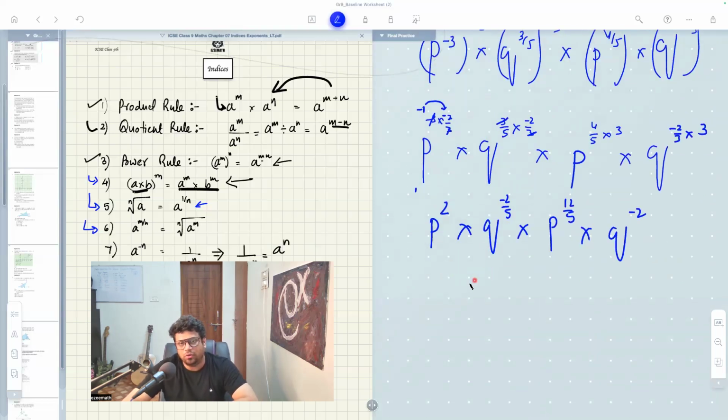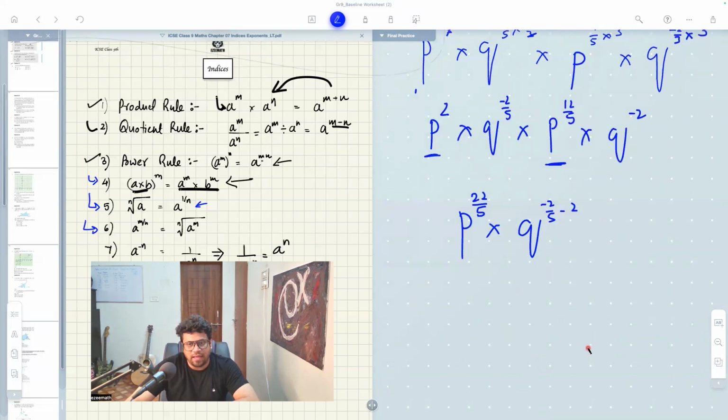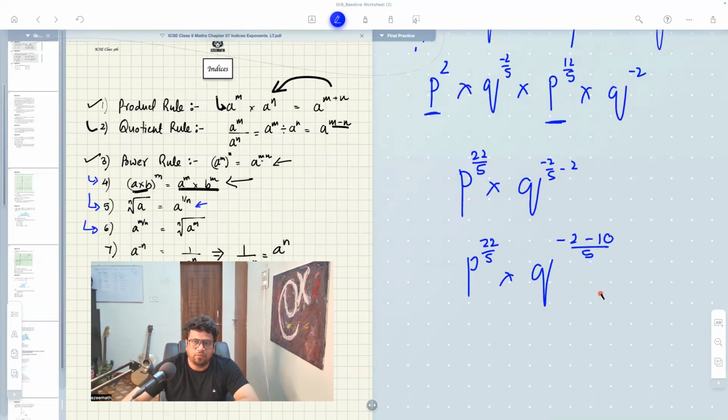And then you can add up the powers on p because they're being multiplied. You end up with p to the power of 22 by 5 and q to the power of minus 2 by 5 minus 2. Well, that is going to be p to the power of 22 by 5 into q to the power of negative 2, negative 10 divided by 5. Well, p to the power of 22 by 5 into q to the power of negative 12 by 5.